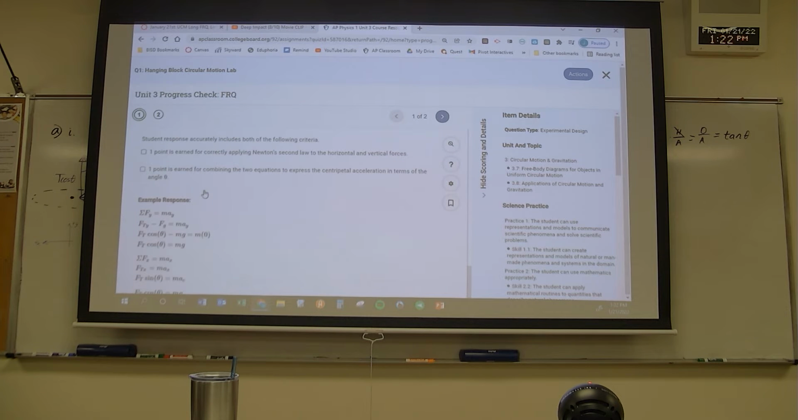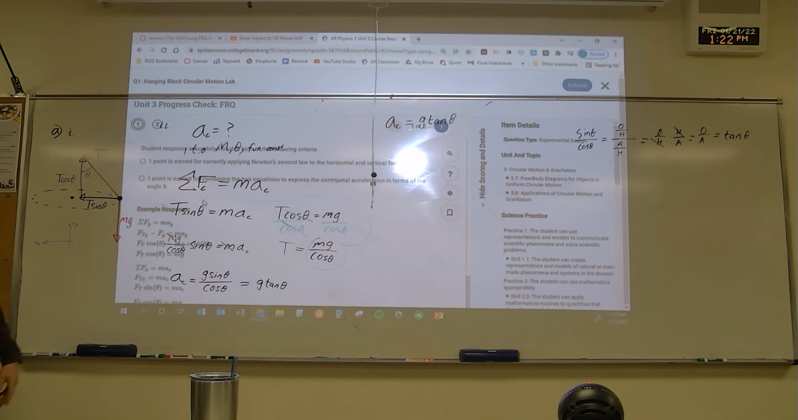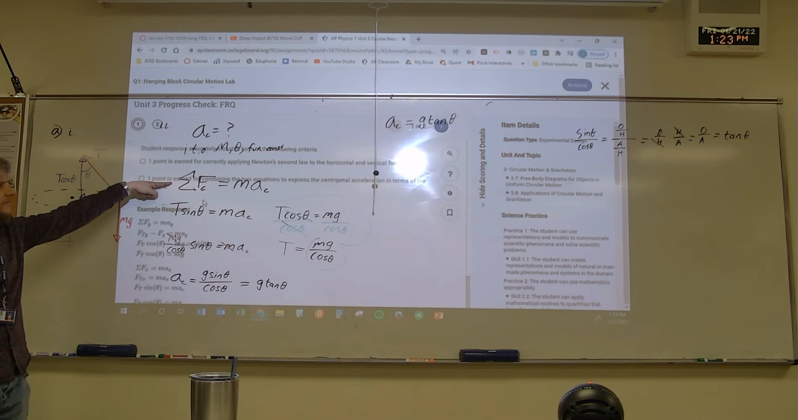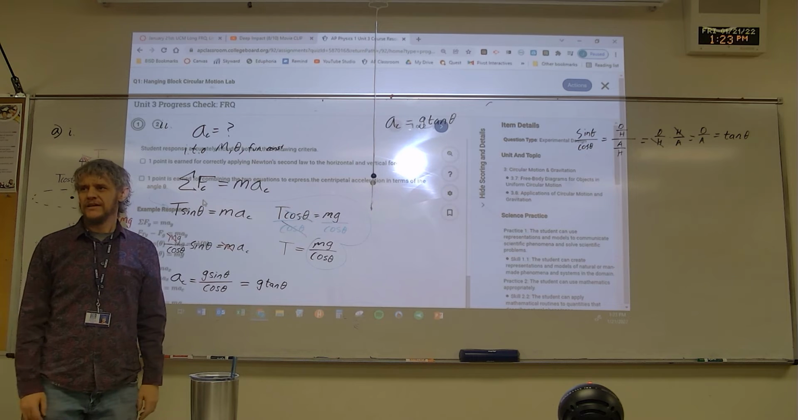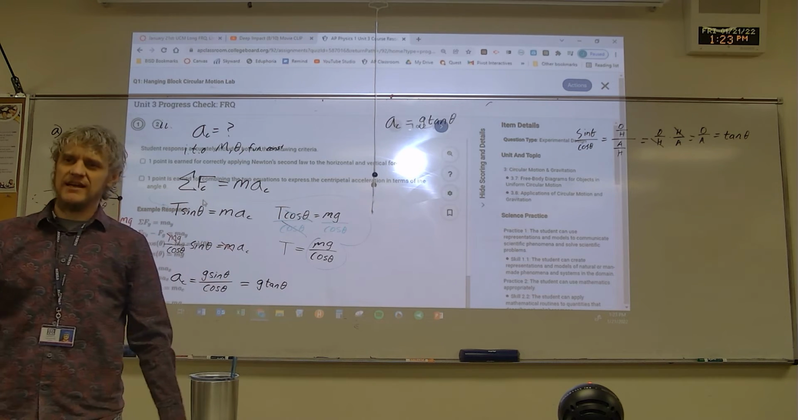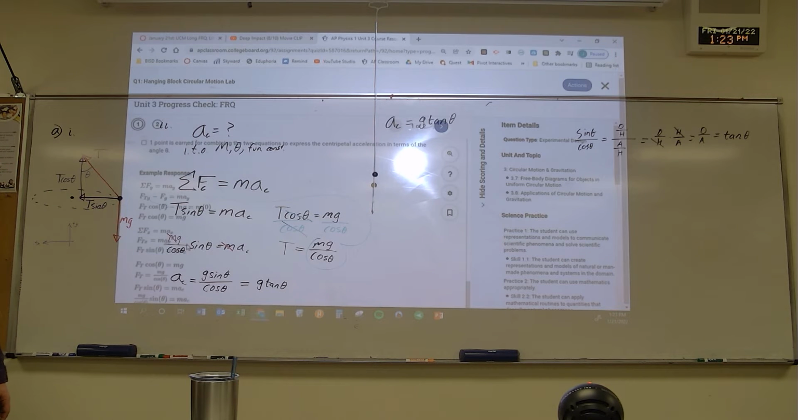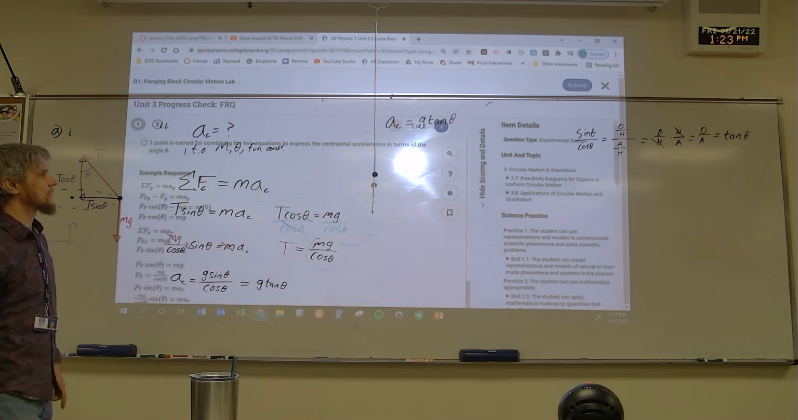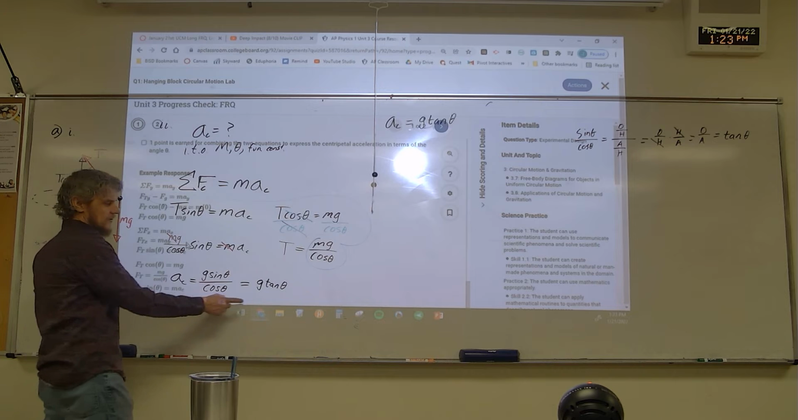So, how is it graded? 1 point for correctly applying Newton's second law to the horizontal and vertical forces. What does that mean? The grader is looking for this, and kind of this following, and then that. The 2 equations, right? So if this was assigned to you and I'm grading it, I look for those 2 equations and I check, okay, you got that point, right? Second point is earned for combining the 2 equations to express the centripetal acceleration in terms of the angle theta. That's either writing this or like that.